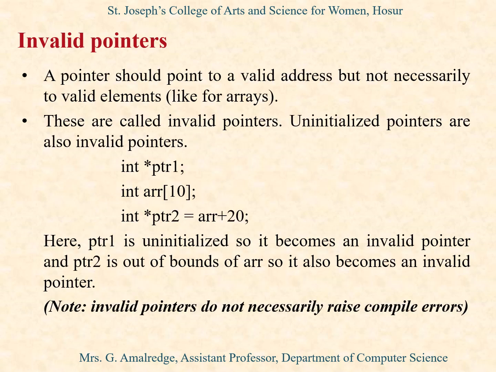Invalid pointers. A pointer should point to a valid address, but not necessarily a valid element. These are all called invalid pointers. Uninitialized pointers are also invalid pointers. Here is an example. In this example, ptr1 is uninitialized, so it becomes an invalid pointer. And ptr2 is out of bounds of array arr, so it also becomes an invalid pointer. Here we have to note one thing: invalid pointers do not necessarily raise compile errors.